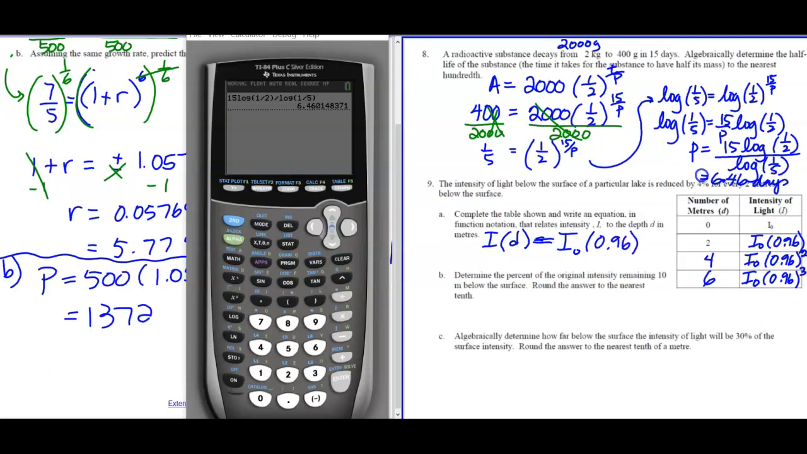Times 0.96, and then it's every 2 meters, so our p-value is 2 there. So each time that bracket, whatever's in it, occurs, this is the change in the independent variable. So every 2 change in meters, we multiply by 0.96.